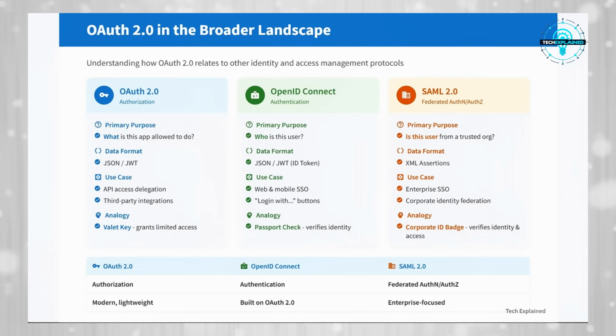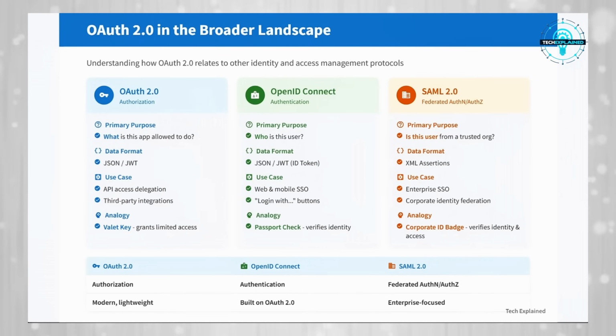scenarios. OpenID Connect, or OIDC, is a simple authentication layer built directly on top of OAuth 2.0. Its core question is, who is this user? It provides a standard way to verify a user's identity. OIDC is not a separate protocol, but an extension of OAuth 2.0.